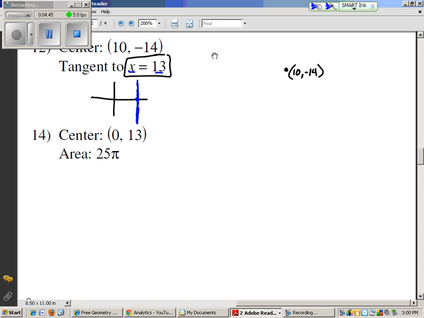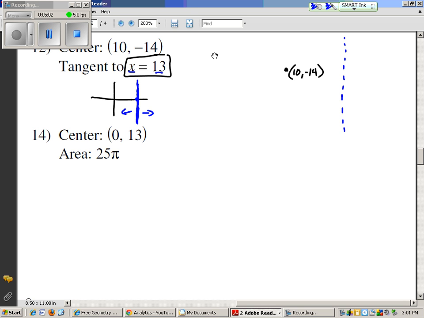Because the x value's locked, it can't move left, it can't move right, it can only go up and down. It's like turning one wheel on the Etch-a-Sketch and not the other. So this is going to be the line x equals 13.